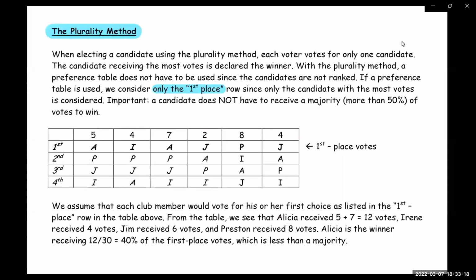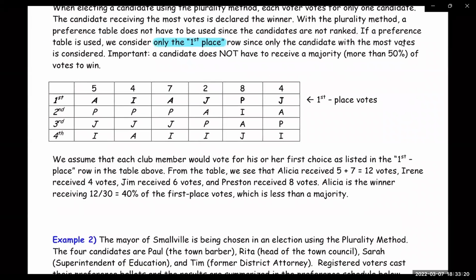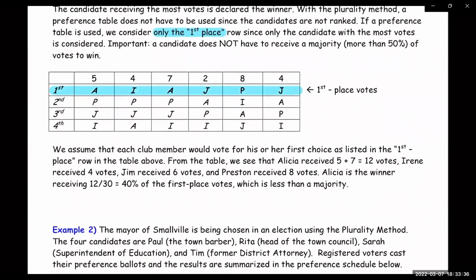All right, so let's see. Assume that each club member would vote for his or her first choice as listed in the first place. So we only are looking at the first row, because that's all we're concerned with for the plurality method. So let's see how many first place votes Alicia got.